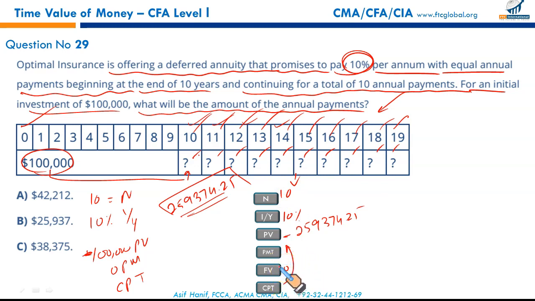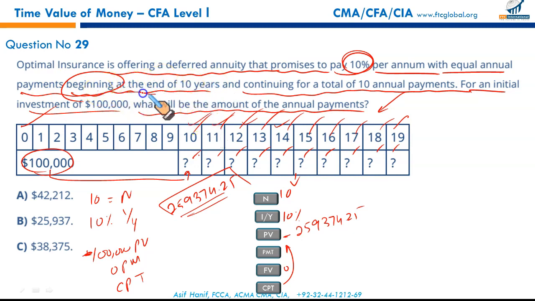We have to determine whether it is a regular annuity or an annuity due. That's an important point because we have yet to decide this. Optimal Insurance is offering a deferred annuity that promises to pay 10% per annum with equal annual payments beginning at the end of the 10th year. It means the first payment will be received here.